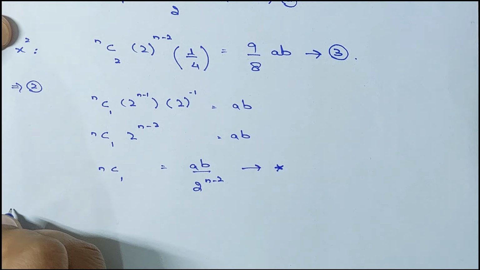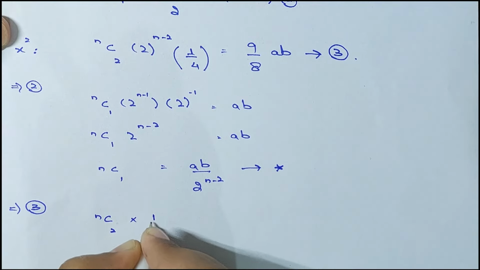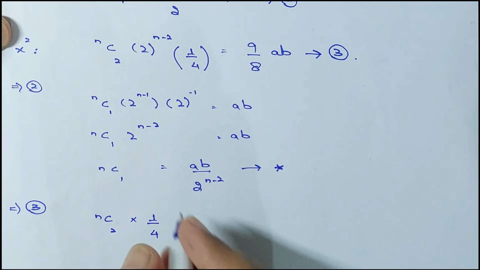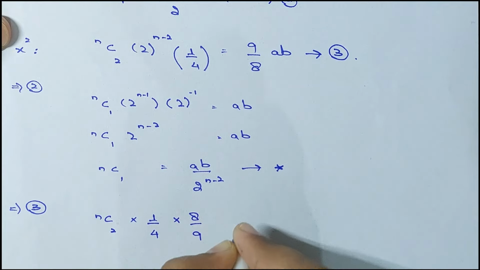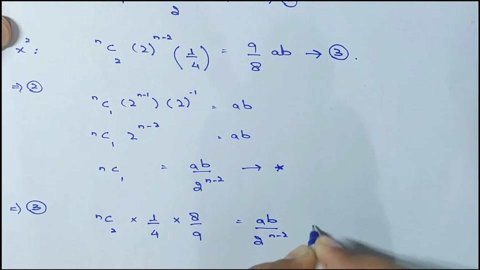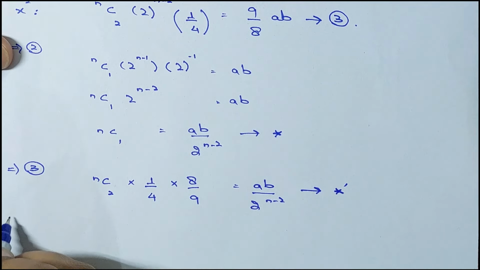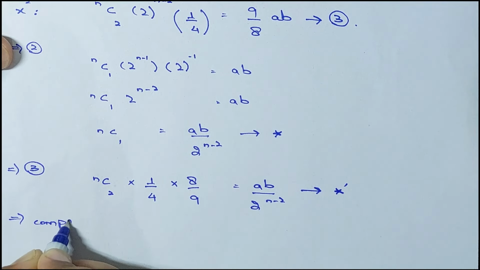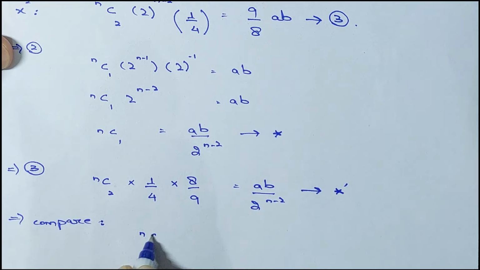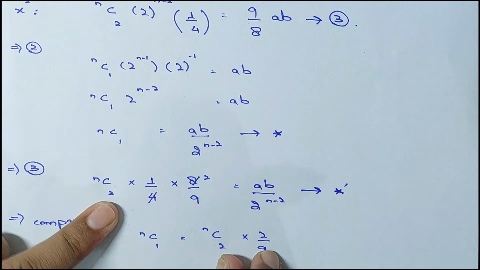Okay, and arrange the third equation as well. nC2 times 1 by 4, and shifting this term to the other side, it becomes 8 over 9, the reciprocal. This would be my ab, and dividing this term on the other side, 2 to the power of n minus 2. This is another equation, star prime. So you can compare the star and the star prime. Compare equation star and star prime. So we can say nC1 equals nC2, 4 times 2 would be 8, into 2 by 9. I just compare this side and this side.